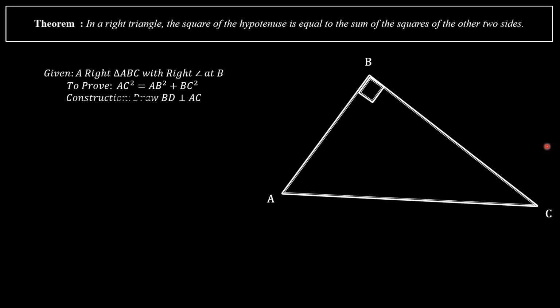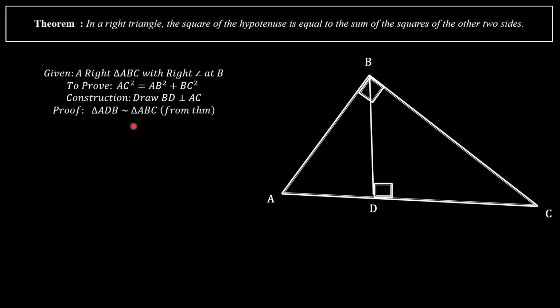In this, we'll do a construction. We will draw BD perpendicular to AC. Now we'll prove this. So in triangles ADB and ABC, ADB and whole ABC, they are similar by the property of the theorem we did.